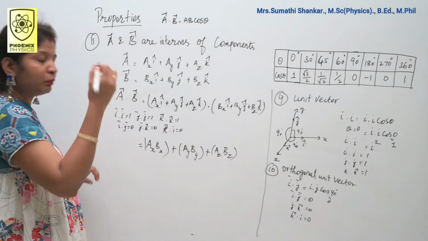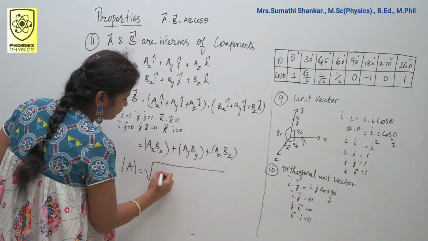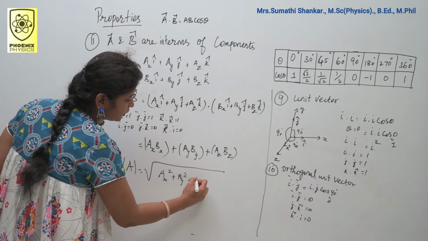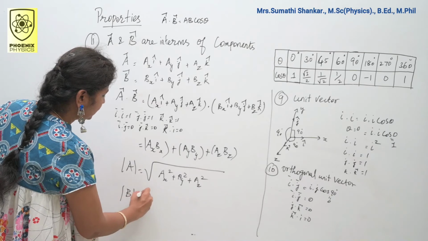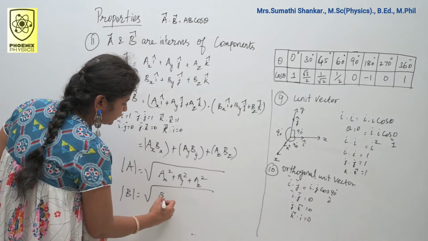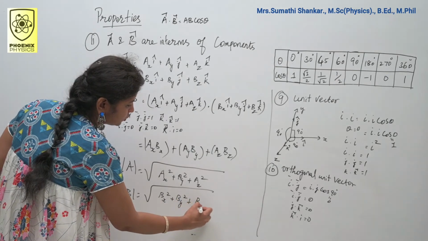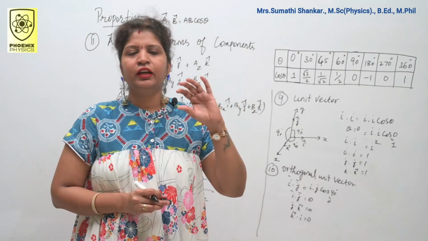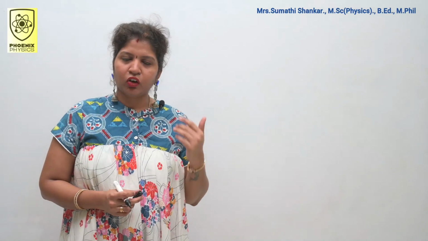Then how do you find the magnitude? The magnitude of A can be written as the square root of Ax squared plus Ay squared plus Az squared. Suppose you want to find the magnitude of B, it is the square root of Bx squared plus By squared plus Bz squared. So far we discussed what the scalar product is, its definition and properties. If you want to find work done, energy or power, we can use the scalar product.